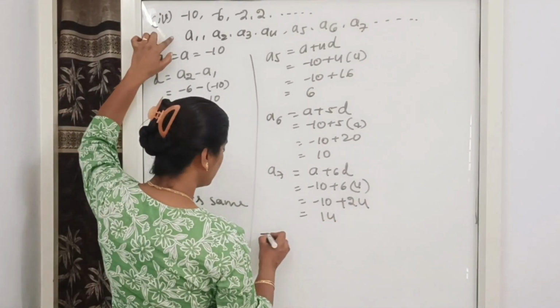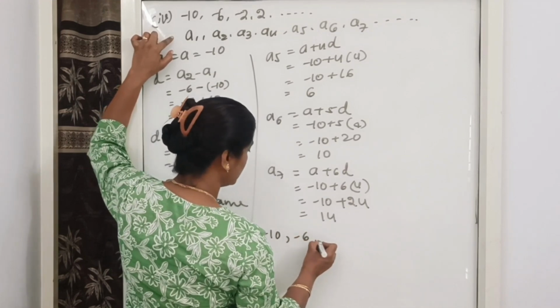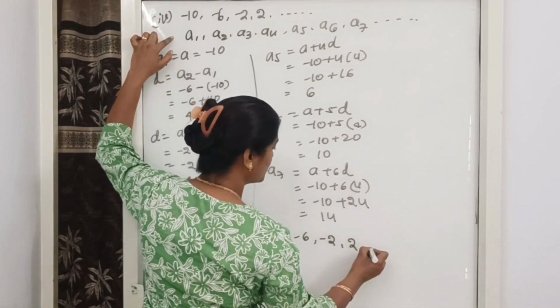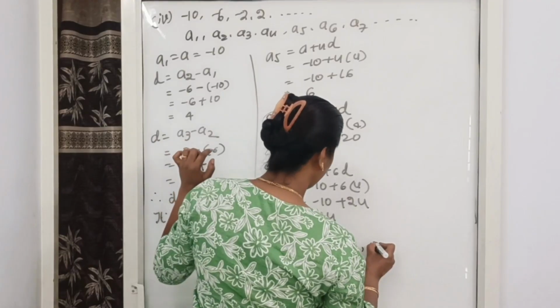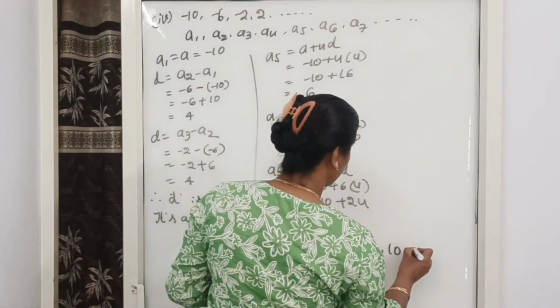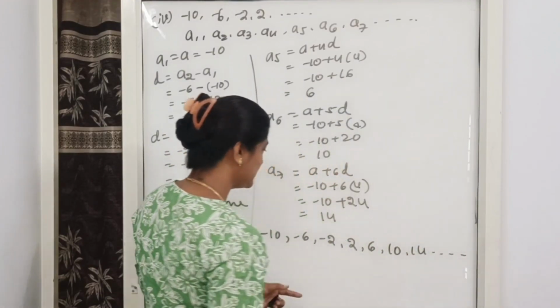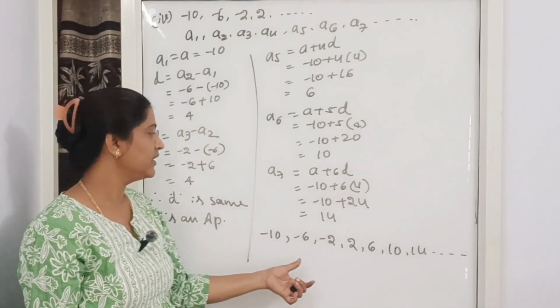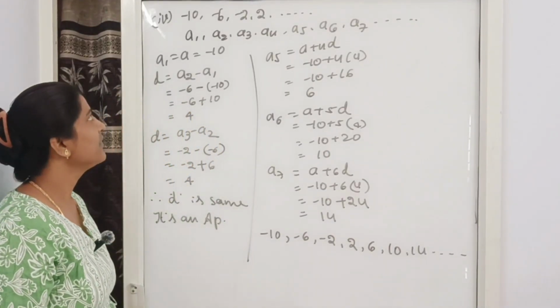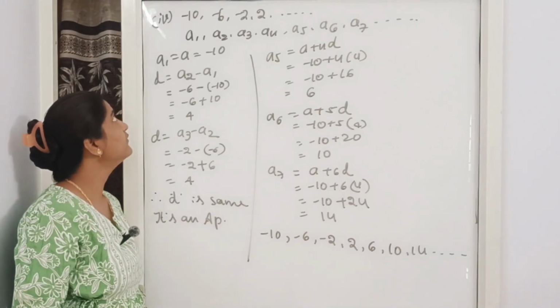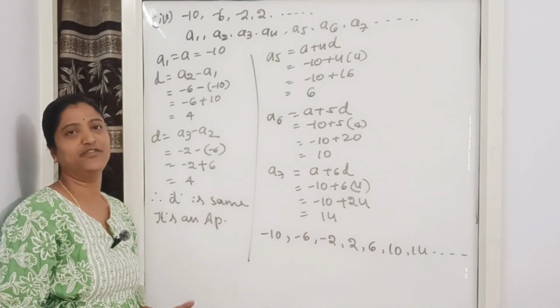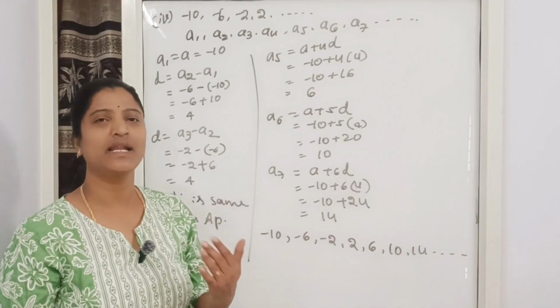So our AP is minus 10, minus 6, minus 2, 2, and again 6, 10, 14. Look at here, it is like a number line, isn't it? Positive and negative values. So this is the fourth sum. Clear it is? If you didn't understand, you have to go through it again.